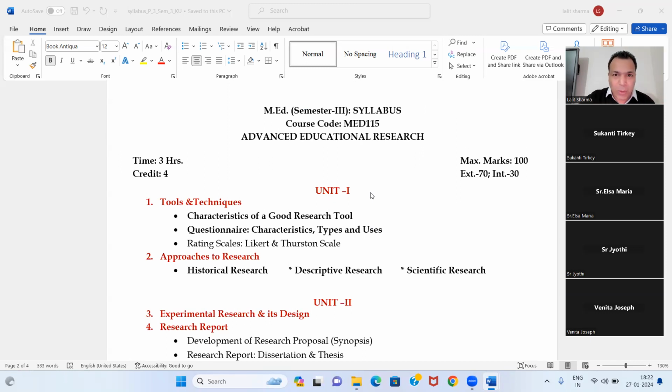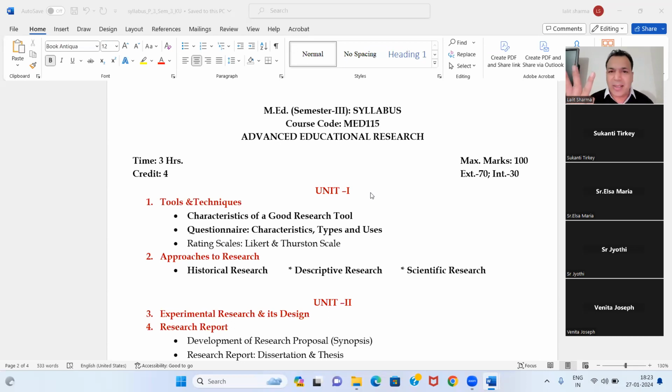In unit one, what are the topics? Tools and techniques. Under tools and techniques, you should be aware of characteristics of a good research tool, questionnaire, and rating scale. Very easy. Second unit is approaches to research. Approaches mean, guys, methods of research.